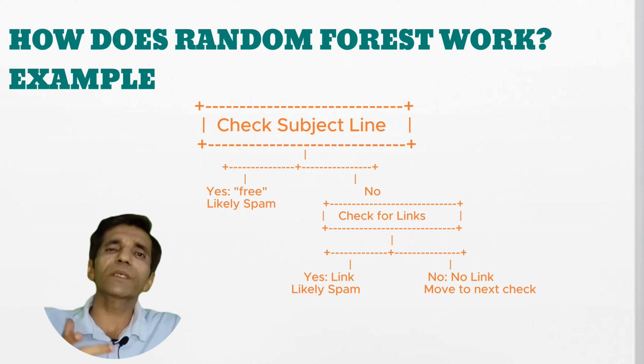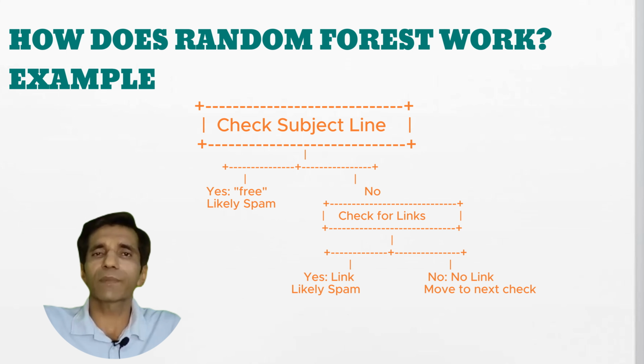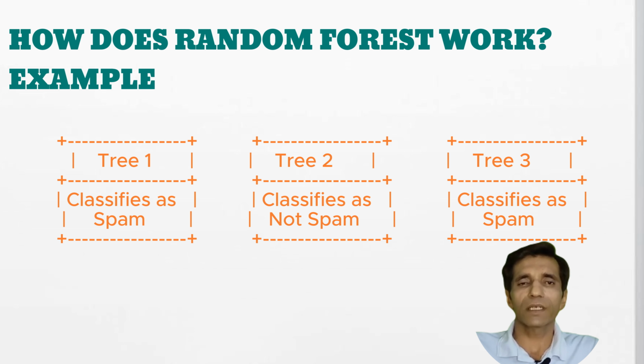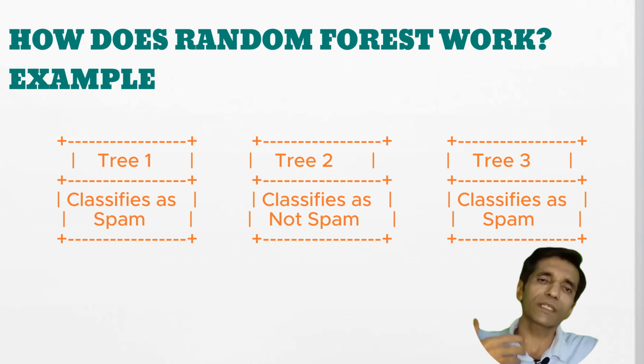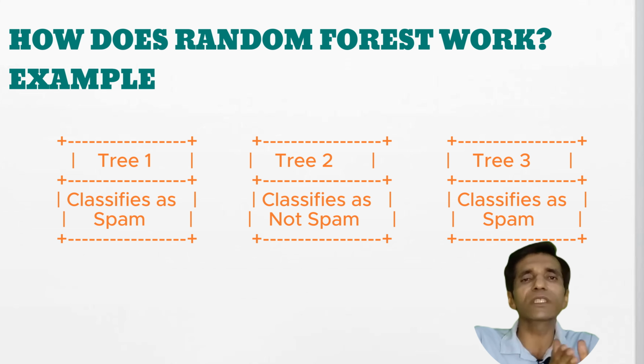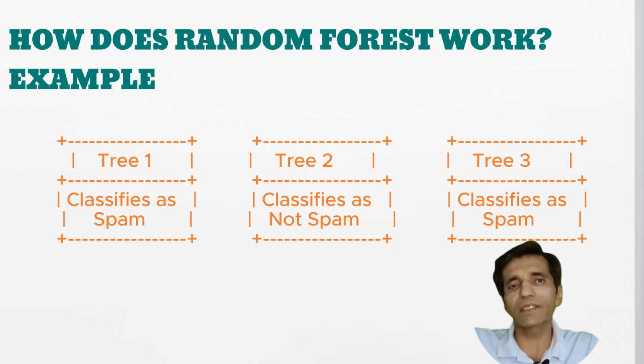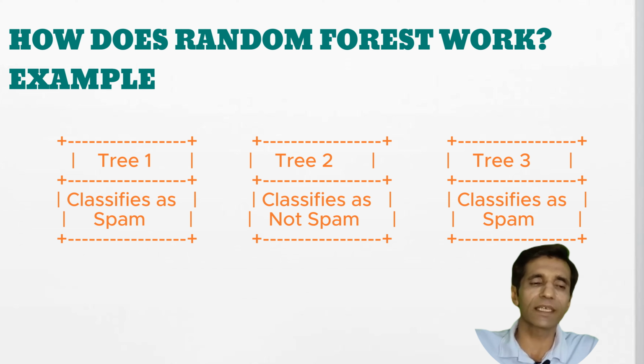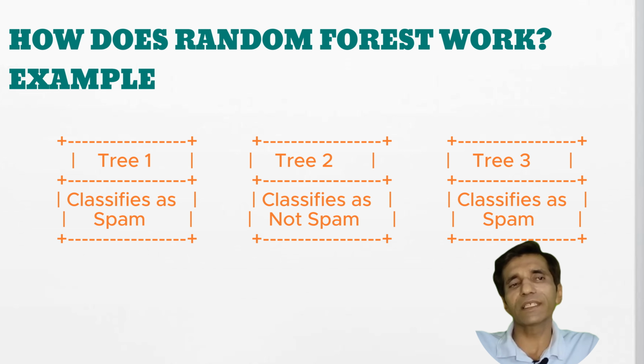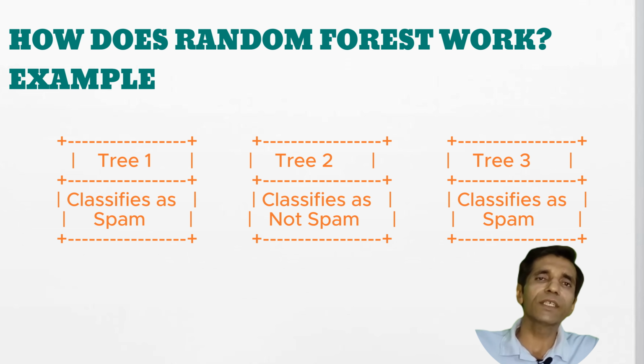In Random Forest, multiple such decision trees are created. For example, tree 1 classifies an email as spam. Tree 2 classifies the same email as not spam. Tree 3 classifies it as spam. The Random Forest algorithm will take the majority vote, which in this case is spam.